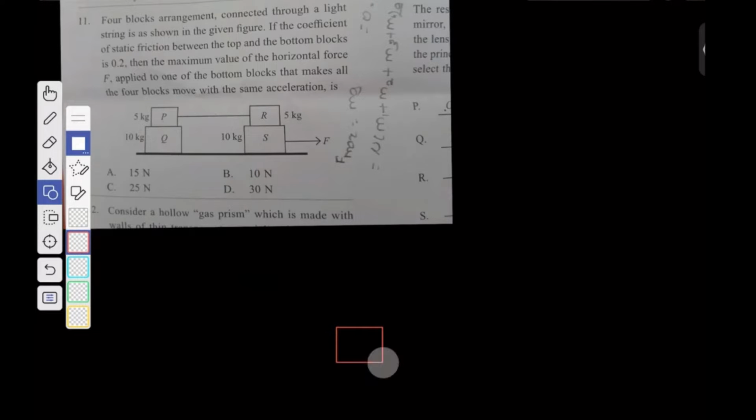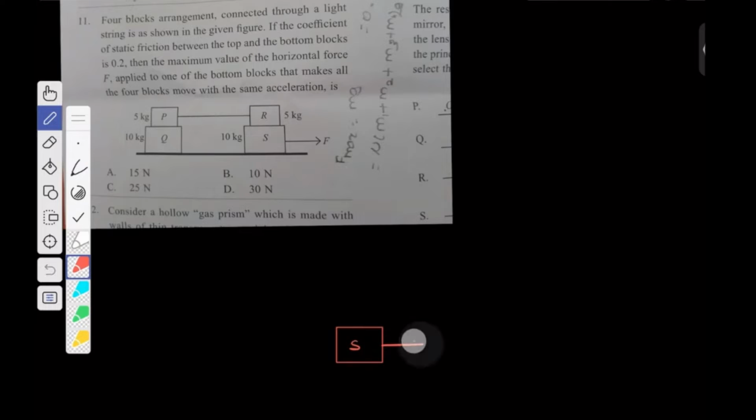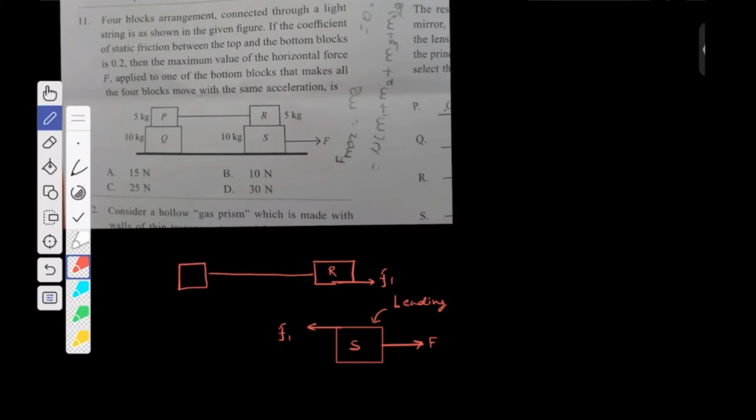So what you do is think as if friction was not present and how slipping would come into the picture. That will help you decide how the friction force will be applied on each one of them. Suppose I take the S block on which we are applying that force F, so this surface is our leading surface. The friction force, if I call it F1, will be acting in this direction, and the reaction of it on R will be acting forward.